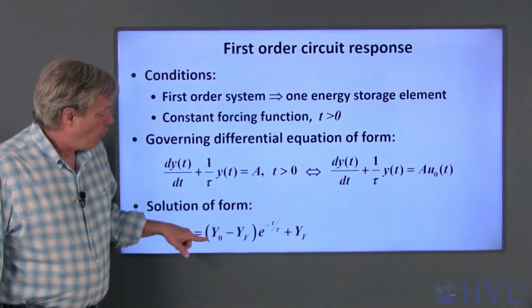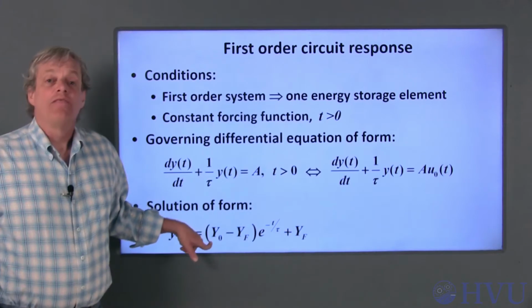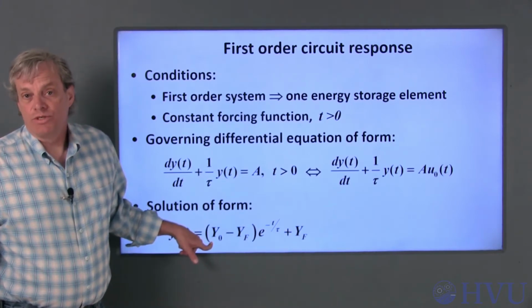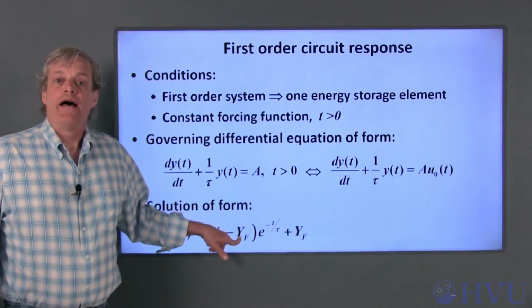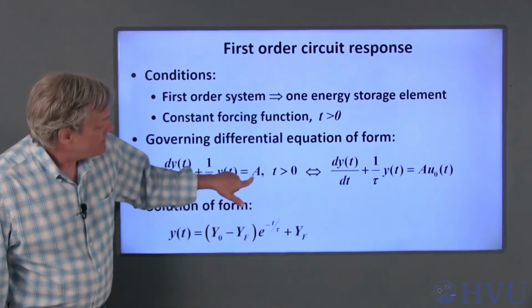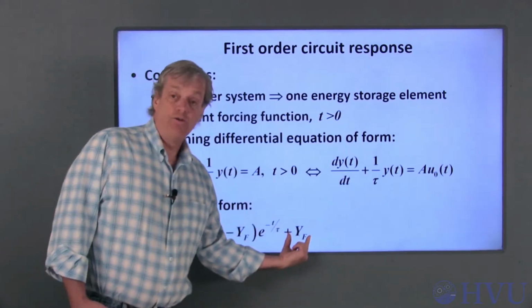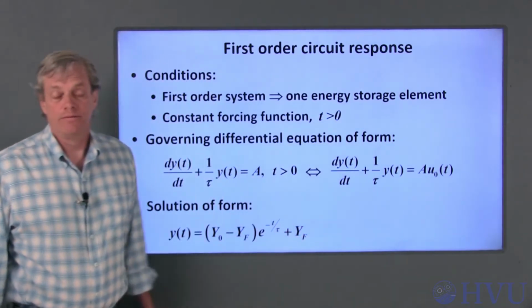In this equation, y0 is the initial condition, the value of y of t at time t equals 0, and yf is the final value of y of t, or y as time goes to infinity. Since the input's a constant, the final value of y of t will be a constant.